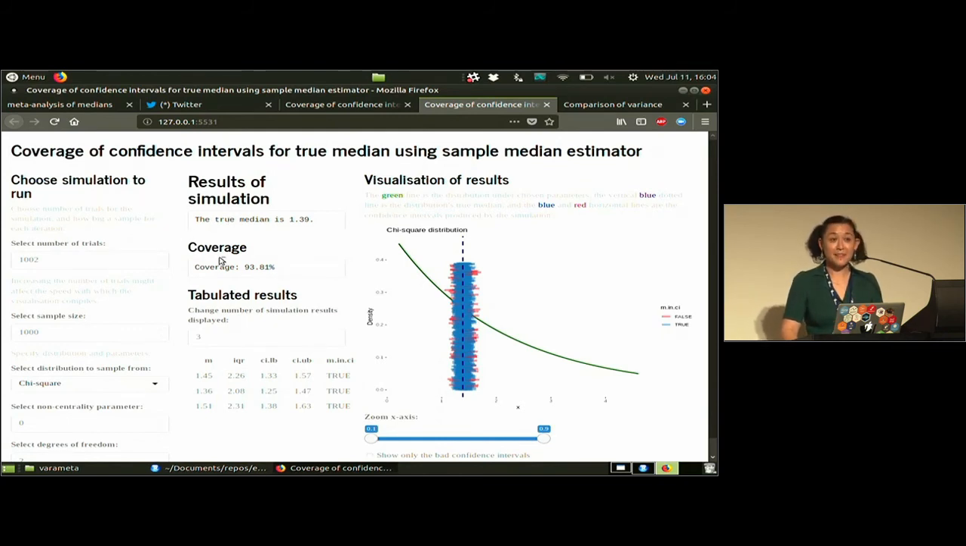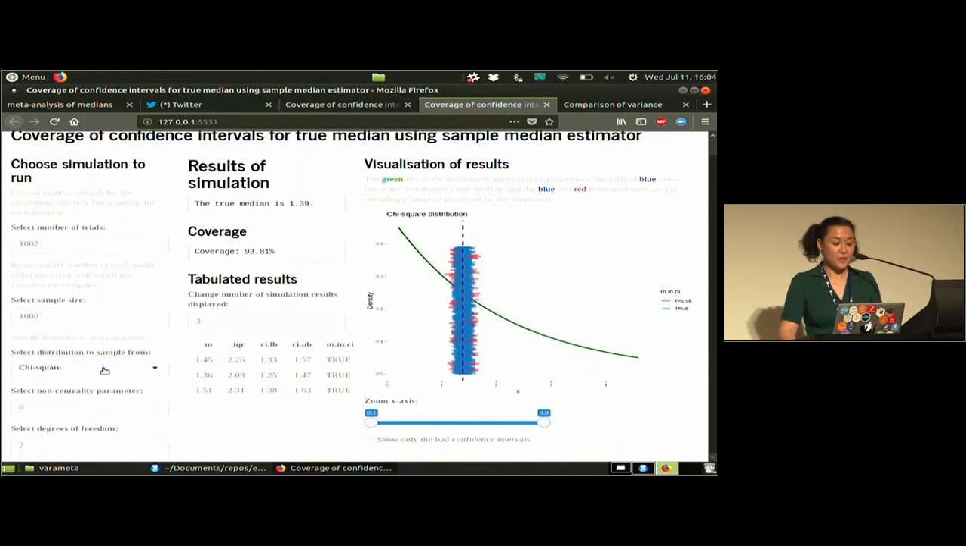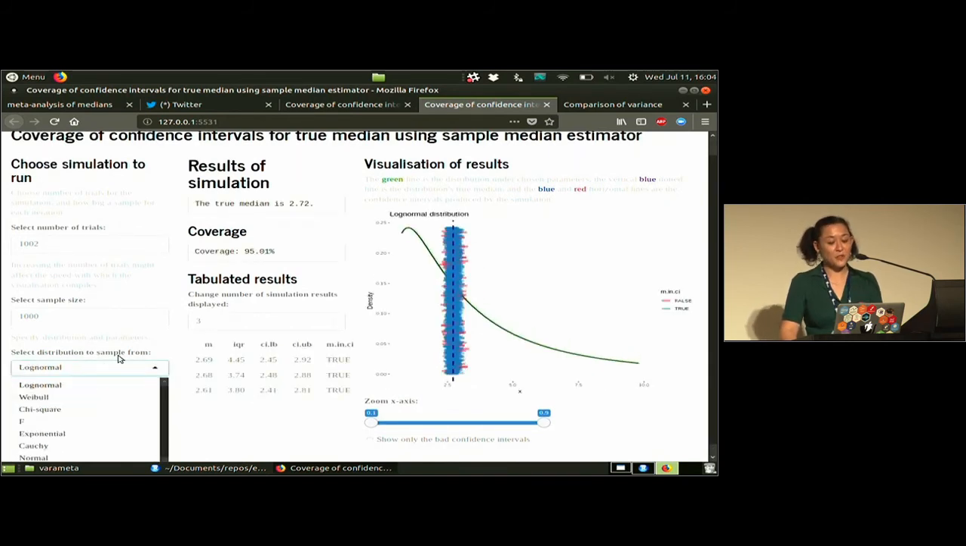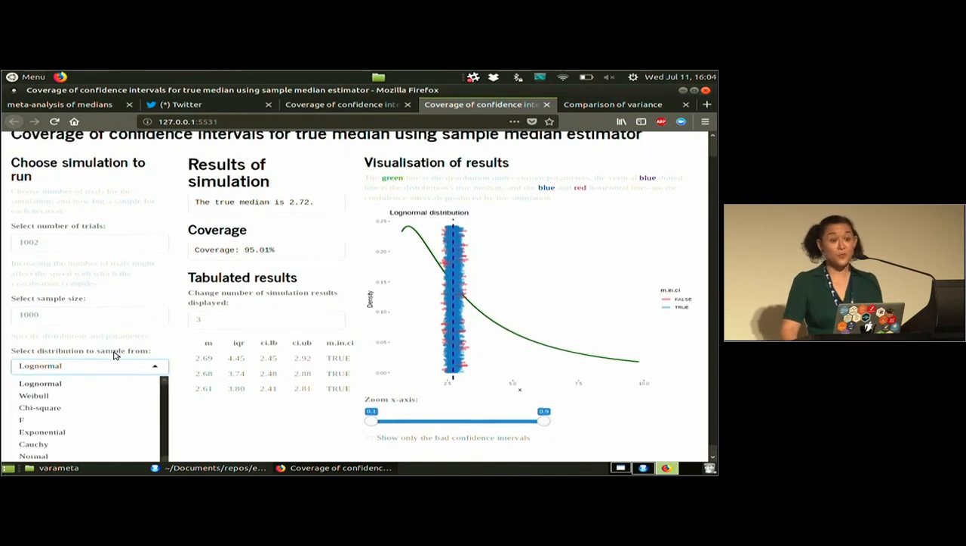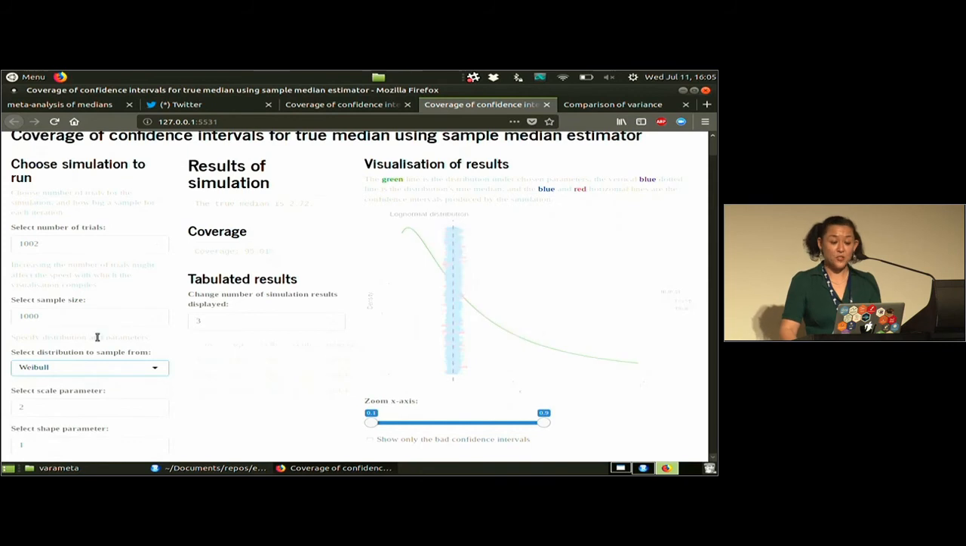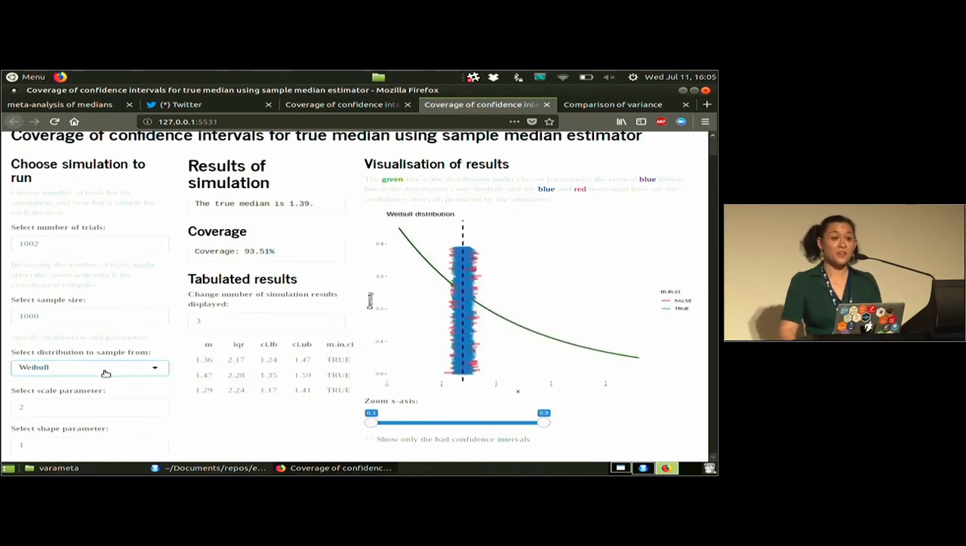And here it's working really nicely. We wanted to see it hit around 95% because we're using a 95% confidence interval. And regardless of the distribution I choose, it does a lovely job. You see the log normal, because I'm using the log normal to estimate it, I get almost exactly 95%. But as I choose different distributions, the coverage probability is still absolutely lovely.